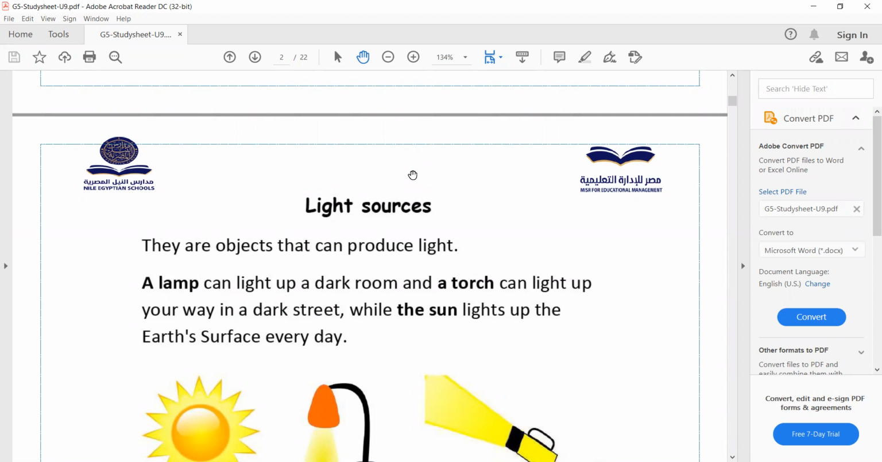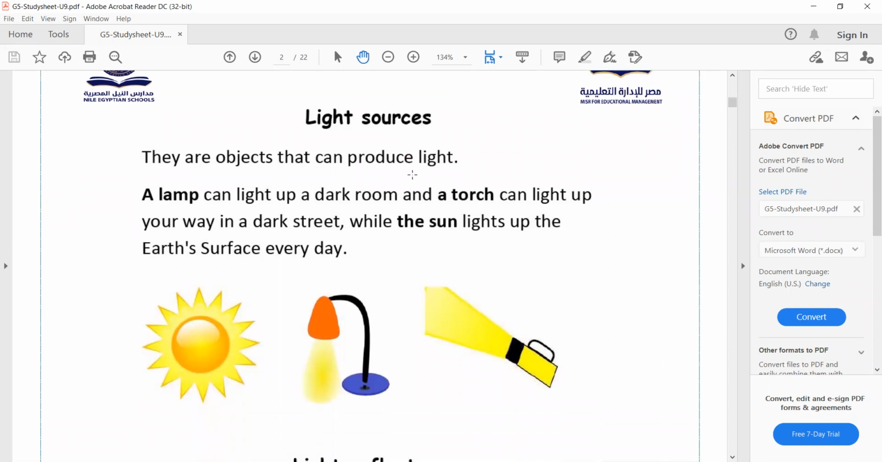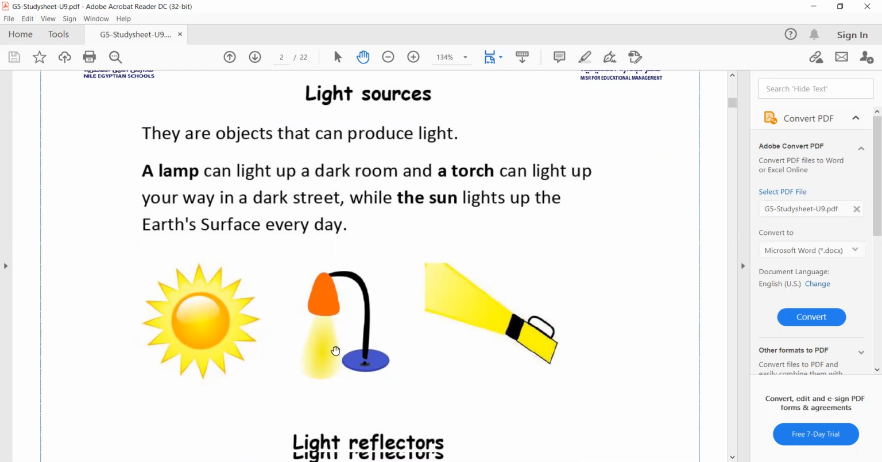As you know, from the previous, light is produced by different sources. What is the meaning of light sources? Light sources are objects that can produce their own light. Like the lamp can light up a dark room, and a torch can light up your way in a dark street. The sun lights up the earth's surface every day.